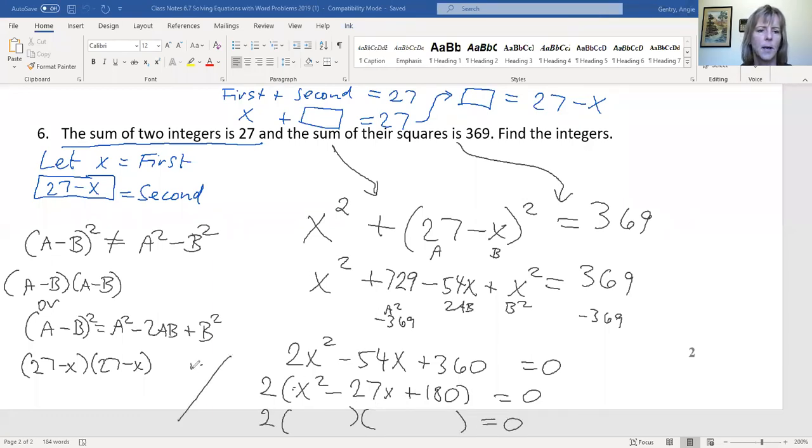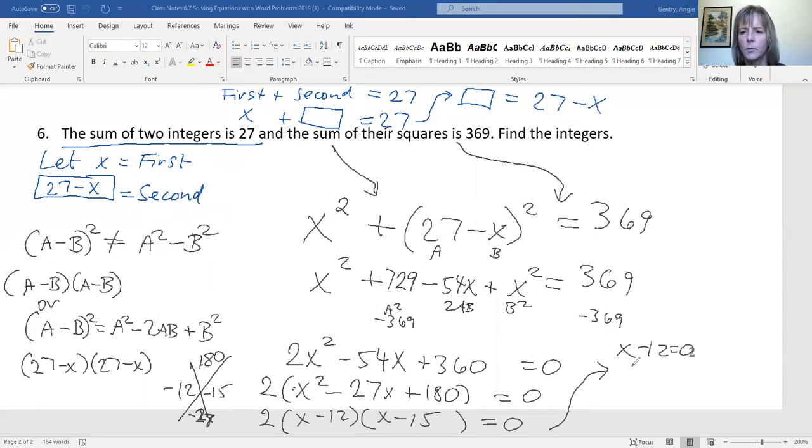We're going to say I have a 180, I have a negative 27, and then I'll shortcut it for you, 12 and 15, and negative, make that happen. When you add them together, you get a negative 27, and when you multiply them, you get a positive 180. Then you solve this thing, set each one equal to 0. 2 equals 0, never. So you get x is 12 or x is 15.